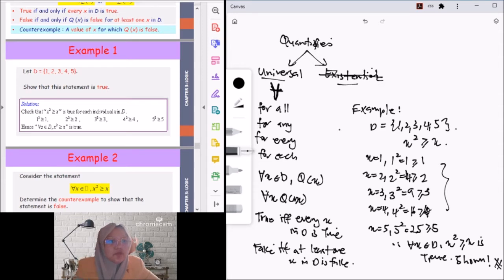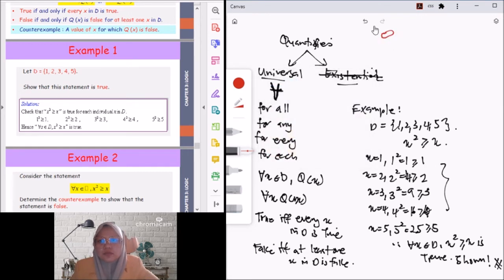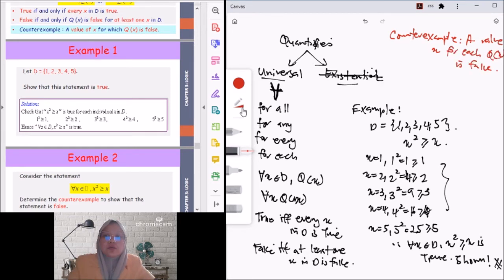If the question asks for proving the statement using a counterexample, okay, counterexample. A counterexample is the opposite of the statement. So it is a value of x for which Q(x) is false.